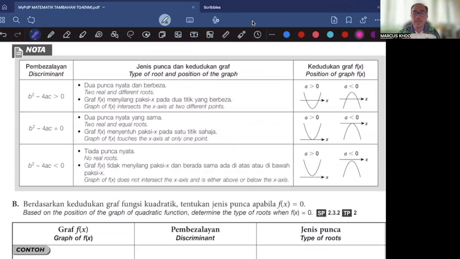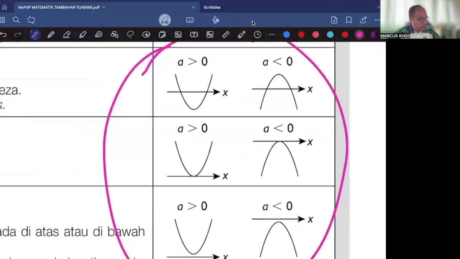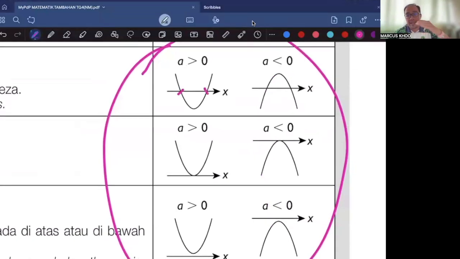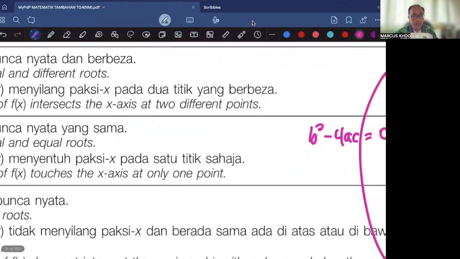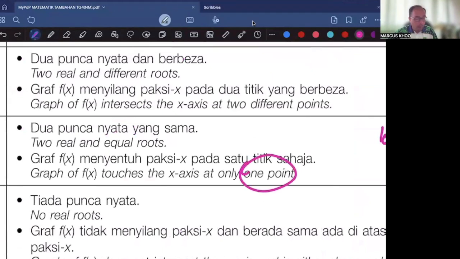Next we look at b squared minus 4ac and its values. We learned from the previous video that there are only 3 possibilities: 2 real and different roots, 2 real and equal roots, and no real roots. This is how it looks on the graph. If it is real and different, you will have 2 distinct places where it meets the x-axis, whether it's a U shape or N shape. If it is real and equal, b squared minus 4ac equals 0, it will only touch the axis at 1 point.